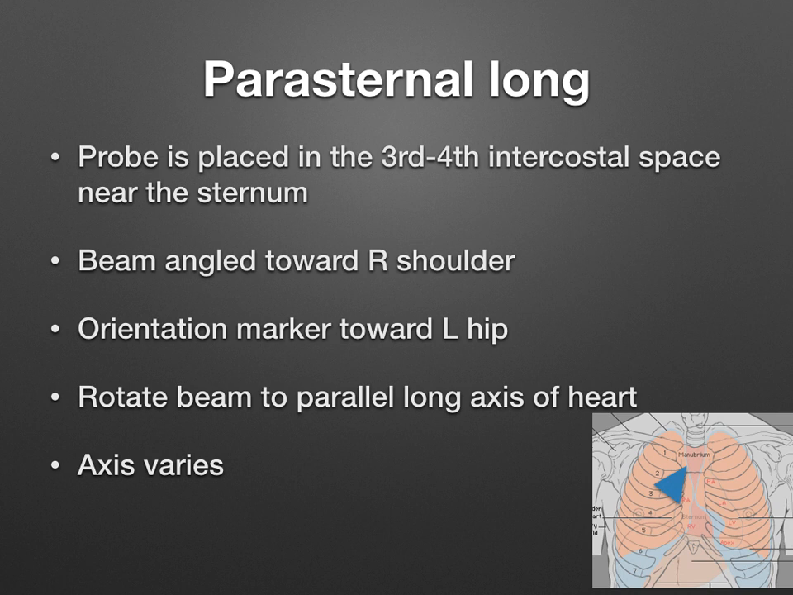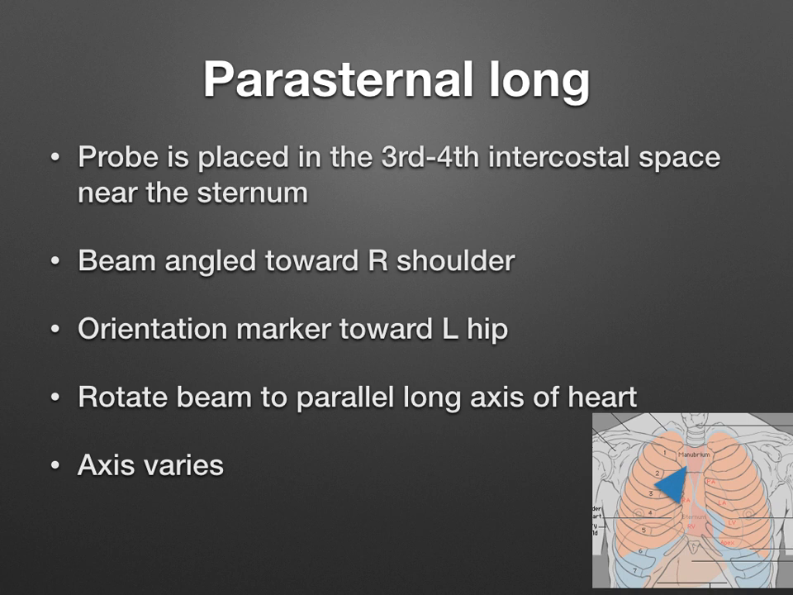So to get a parasternal long axis view, you want to place the probe in the third or fourth intercostal space near the sternum. That tends to be around the nipple line. You're going to have the beam angled towards the right shoulder with the orientation marker towards the left hip. You want to rotate the beam so it's parallel to the long axis of the heart. And you need to keep in mind that the heart axis can vary.